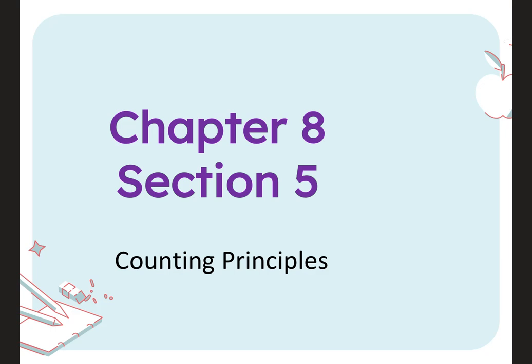Okay, 8.5 is called the counting principles. So this is the beginning of probability because this is where we figure out how many ways something can be done. And then probability is like, what's the likelihood that this happens out of that total amount of ways? So the counting principles is figuring out what the outcomes could be.